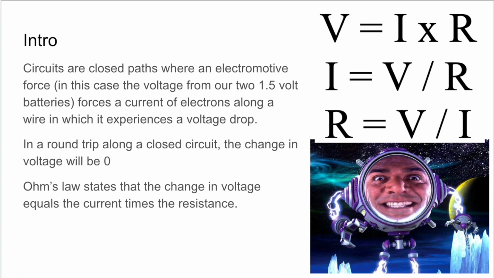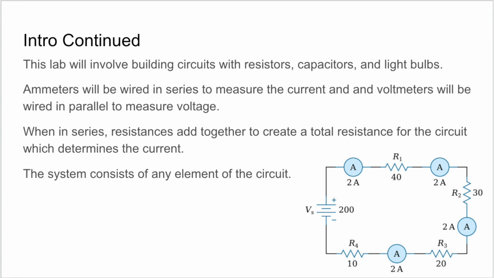Ohm's law states that the change in voltage equals the current times the resistance, which you can see in these equations up here, which are just different forms of Ohm's law. Now, this lab will involve building circuits with resistors, capacitors, and light bulbs. Ammeters will be wired in series to measure the current, and voltmeters will be wired in parallel to measure the voltage. When in series, resistances add together to create a total resistance for the circuit, which determines the current.